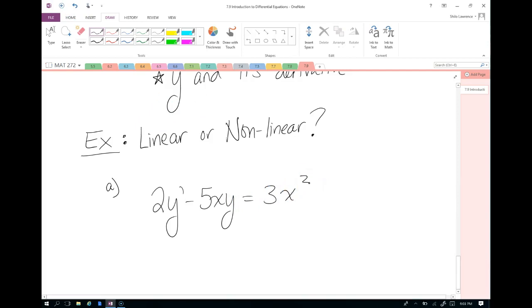So you've got 2y prime minus 5xy equals 3x squared. So when you're deciding linear and nonlinear, what you should do is you should go through and find all forms of y and its derivatives. So there's a y prime and there's a y.